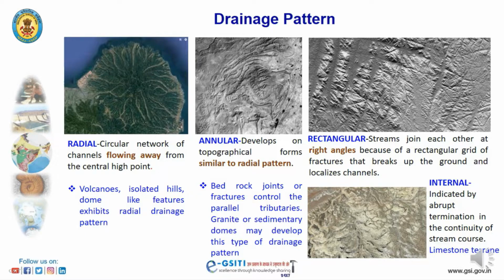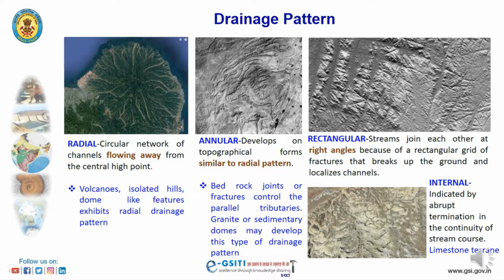Radial drainage pattern. They are a circular network of channels flowing away from a central high point. Normally, this drainage pattern is associated with volcanoes, or isolated hills and dome-like features. Annular drainage pattern. They develop on topographical forms similar to the radial pattern. Bedrock joints or fractures control these parallel tributaries. Granite or sedimentary domes may develop this type of drainage pattern.